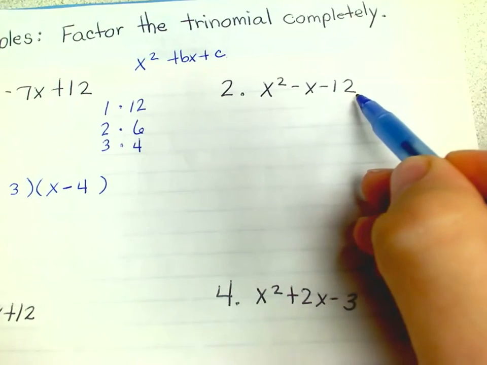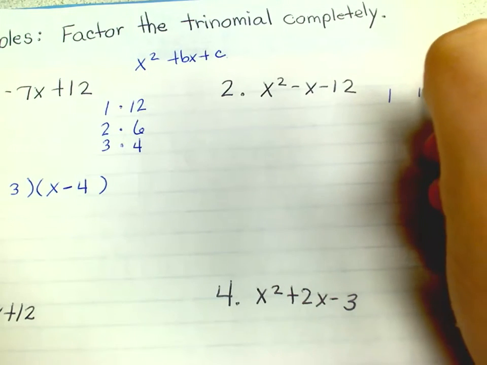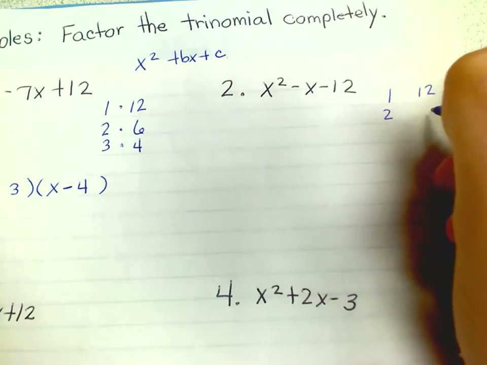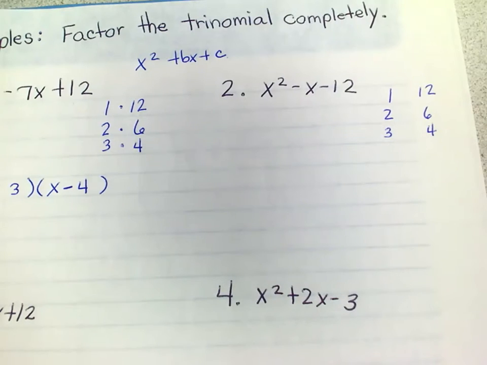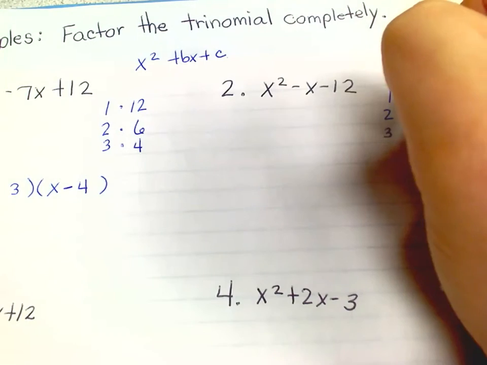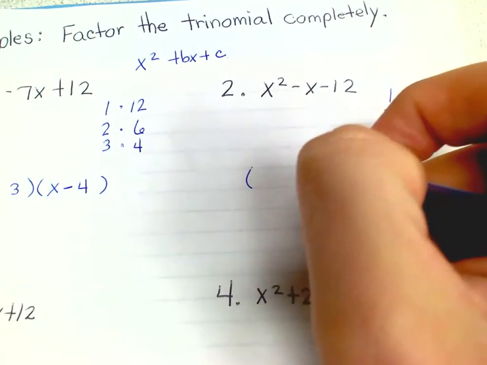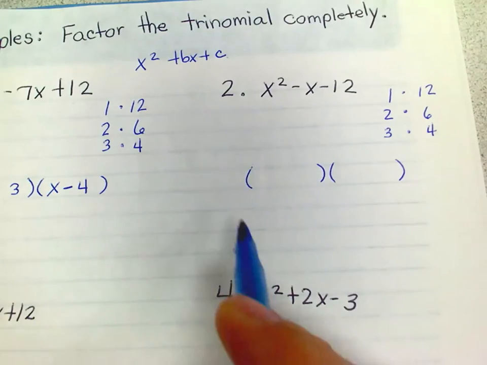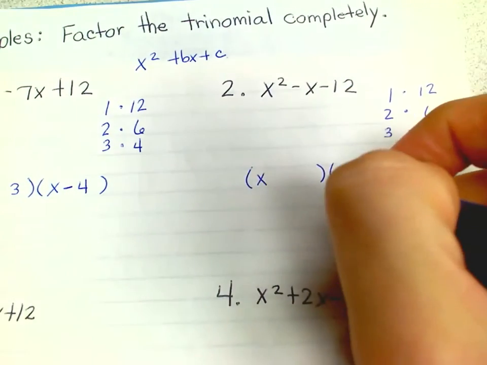So looking at things again that multiply to give us 12. So a 1, a 12, a 2, a 6, and then a 3 and 4. Okay, these are all multiplying. So let's break down our two sets of parentheses. Again, since we have just the x with the one coefficient, write x in each set of parentheses.